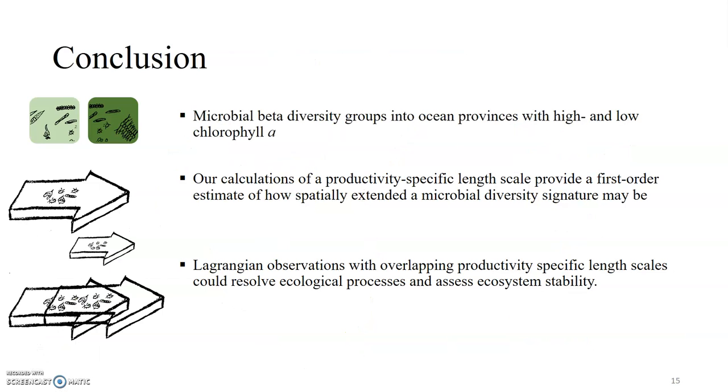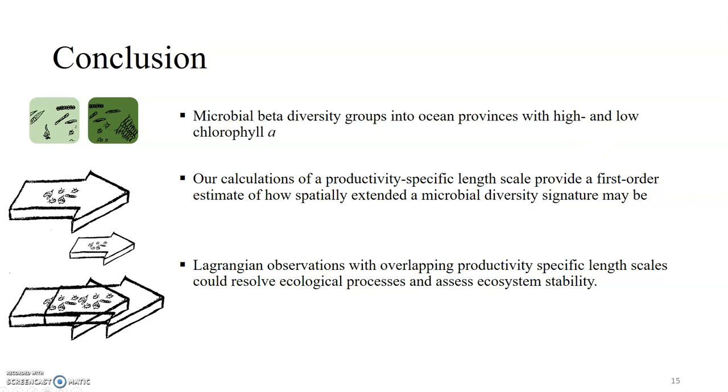So in conclusion, we show that microbial beta diversity groups into ocean provinces, with high and low chlorophyll A provinces more similar to each other. Our calculations of a productivity-specific length scale provide a first-order estimate of how spatially extended a microbial diversity signature may be. We could also show that the length scale reflects patchiness in microbial beta diversity.